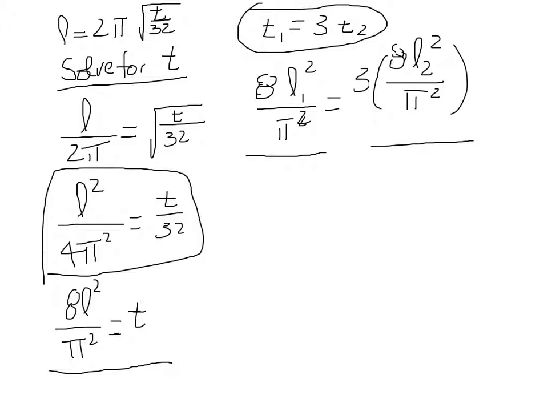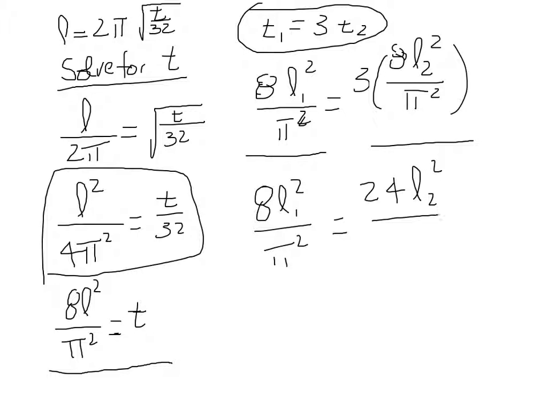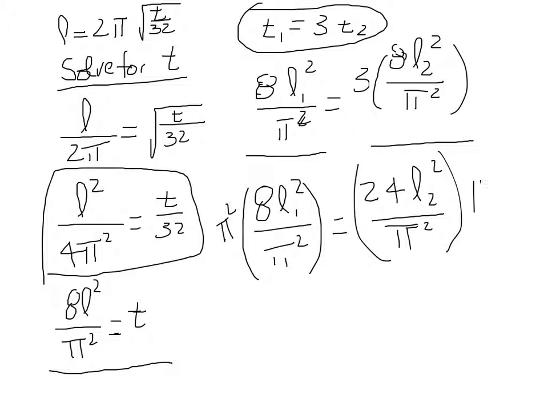So we'd have 8 L1 squared over pi squared equal to 24 L2 squared over pi squared, just multiplying through by the 3 now. Now we'll multiply both sides by pi squared, and that's going to cancel out those pi squareds.